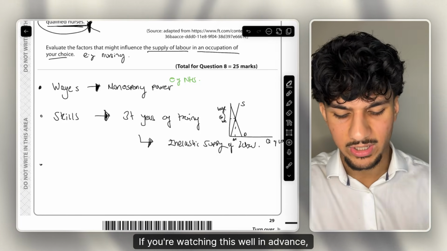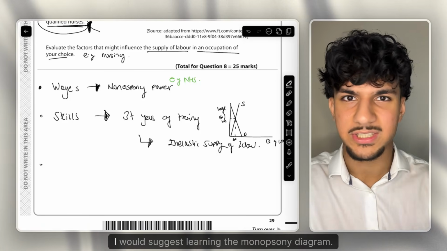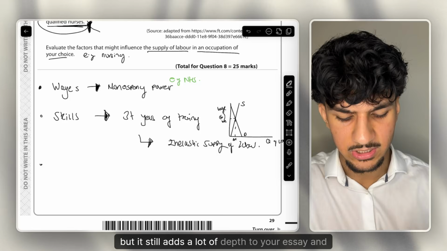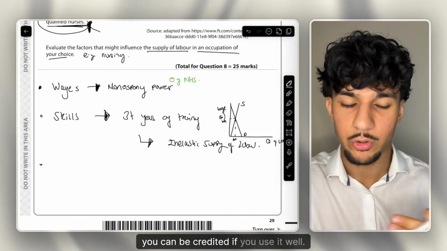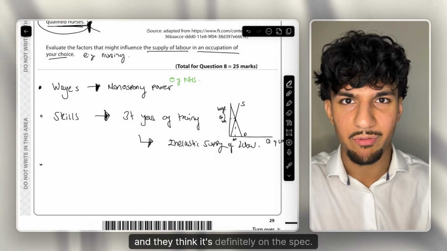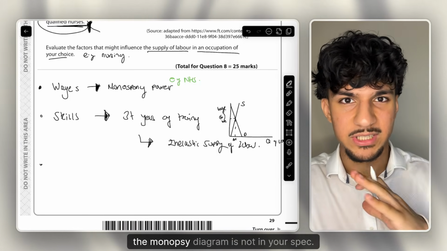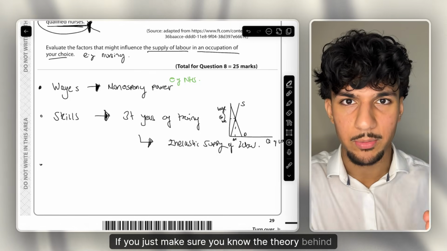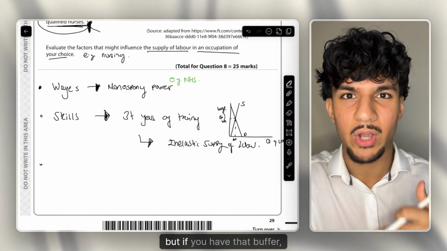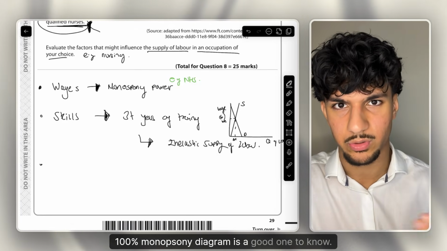If you're watching this well in advance, maybe a couple of weeks, maybe even a couple of months before your exams, 100% I would suggest learning the monopsony diagram. It's not on your spec, but it still adds a lot of depth to your essay, and you can be credited if you use it well. If you're cramming and need to prioritize what to learn, the monopsony diagram is not on your spec. Just make sure you know the theory behind it; you don't need to know the diagram exactly. But if you have that buffer, if you've been putting the work in throughout the year, 100% the monopsony diagram is a good one to know.